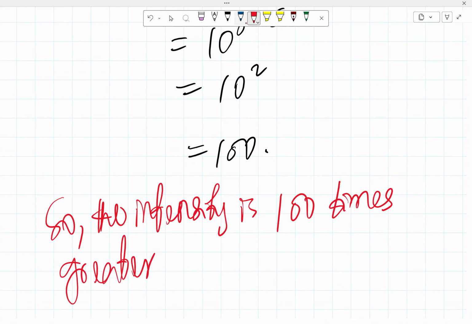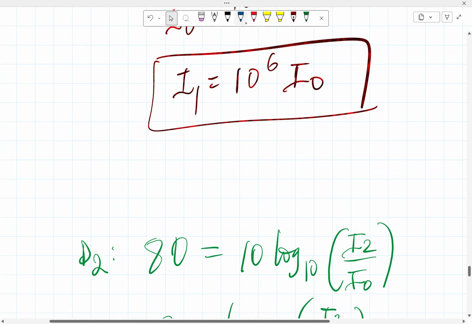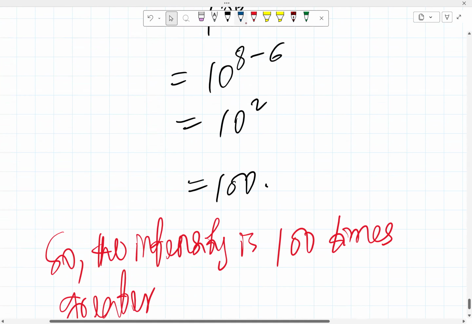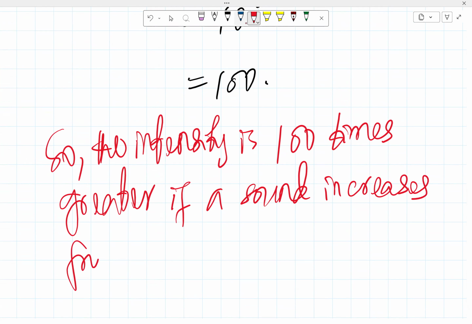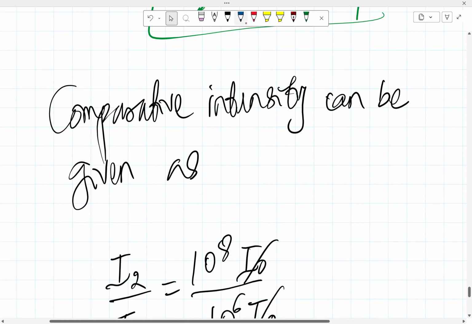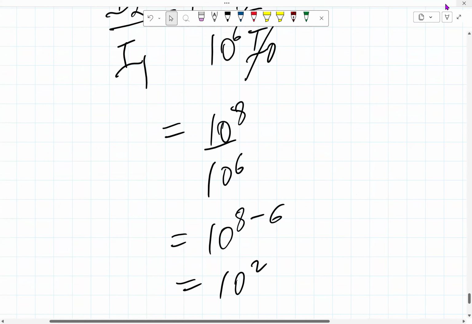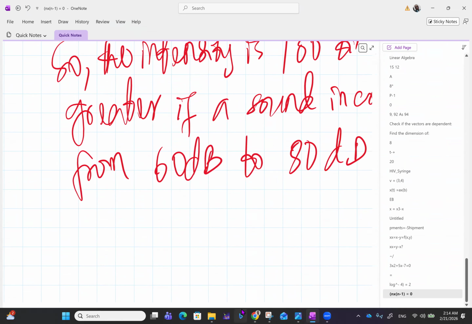The intensity is 100 times greater if a sound increases from 60 decibel to 80 decibel. So from 60 to 80 decibel. So with that, we have that in the bag. So we have that taken care of.